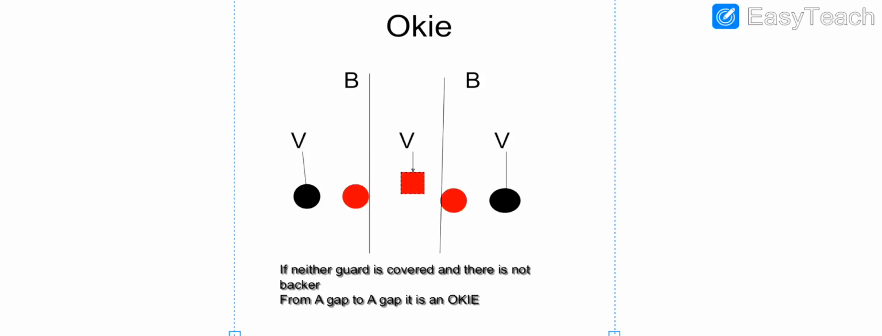So the center comes up. My guards are uncovered. There's a defender on me. Where are my backers at? Backers are outside of the A gaps. It's an Okie front.